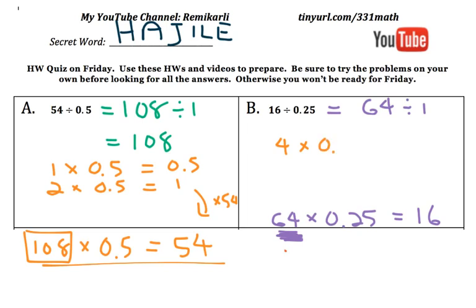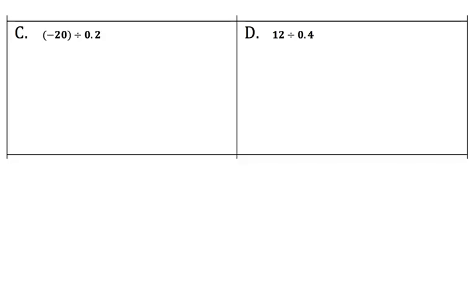4 groups of a quarter is $1. That would mean that 8 groups of a quarter would be $2. And you can kind of keep on going until you realize that 64 quarters is going to be the same as $16. Let's continue with this strategy of thinking of division as a ratio to help rewrite the problem.